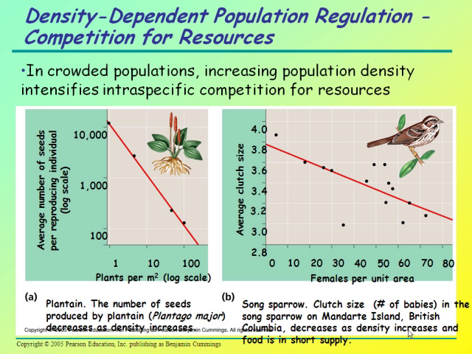In density-dependent population regulation, there's competition for resources, which makes common sense. In crowded populations, increasing population density intensifies intraspecific competition for resources. On the left, the number of seeds produced by plantain decreases as density increases because they're fighting for nutrients. On the right-hand side, the song sparrow clutch size, which means the number of babies produced, on Mandarte Island, British Columbia, decreases as density increases because food is in short supply.